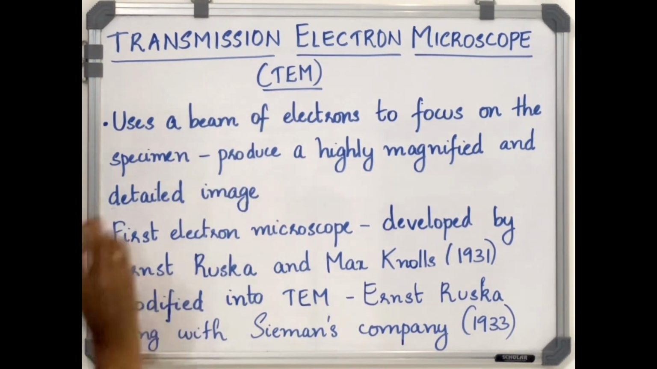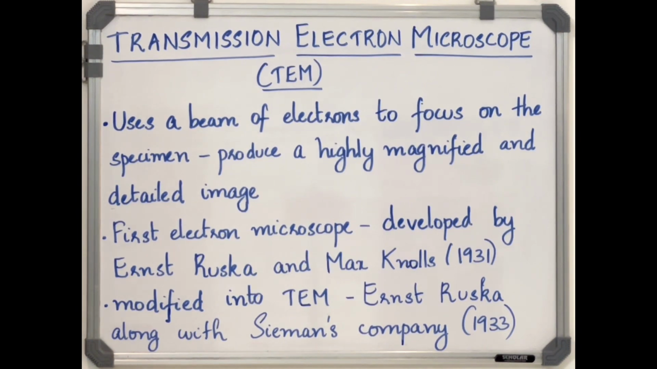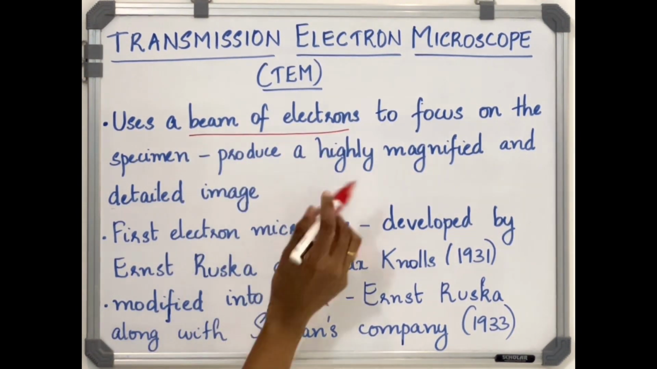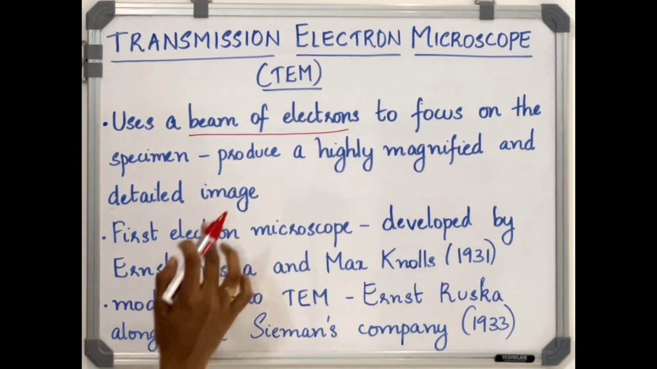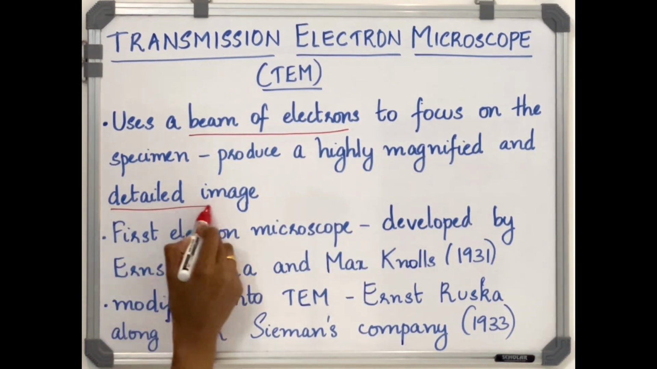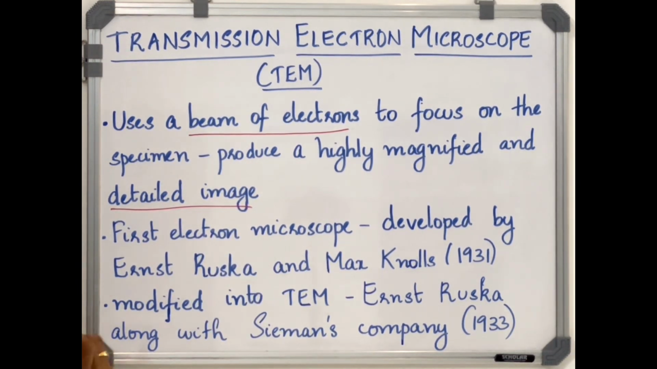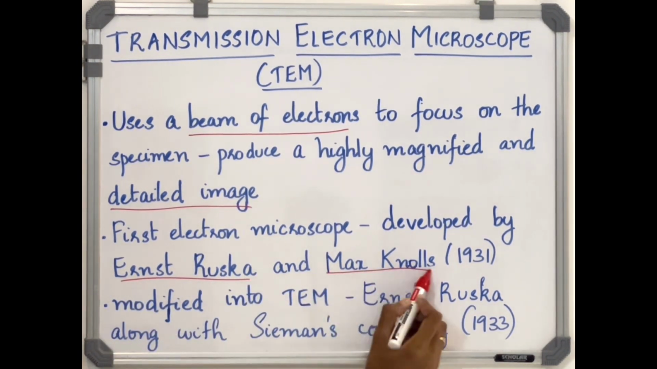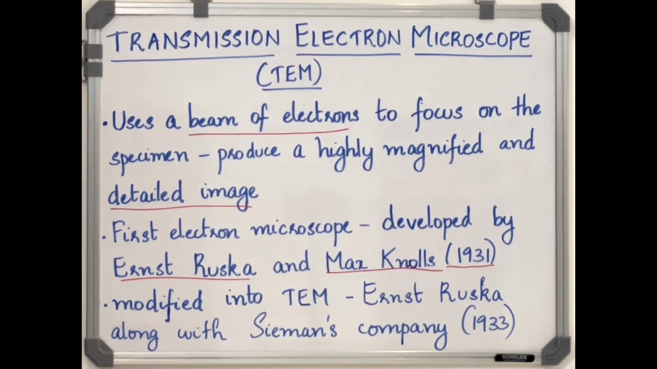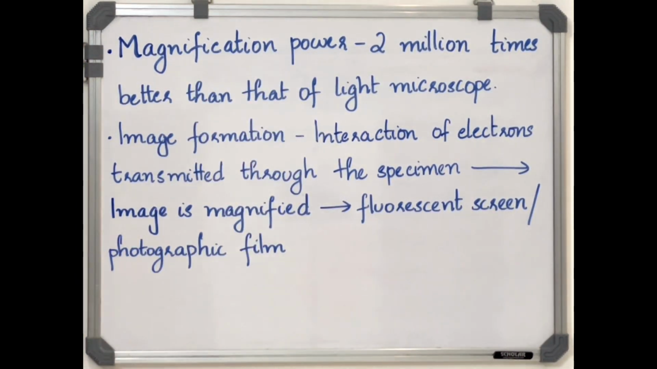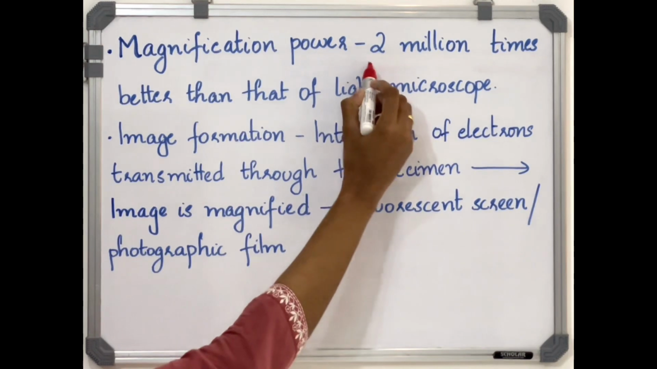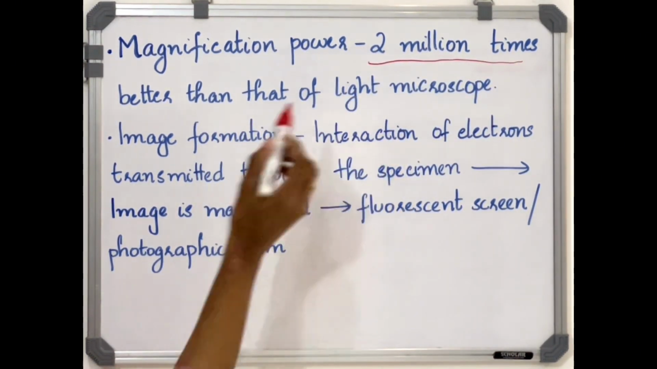Transmission electron microscope, TEM. The transmission electron microscope uses a beam of electrons focused on the specimen, and produces a highly magnified and detailed image of the specimen. The first electron microscope was developed by Ernst Ruska and Max Knoll in 1931. Later on, it was modified into the transmission electron microscope by Ernst Ruska along with the Siemens company in 1933. The magnification power of the transmission electron microscope is over 2 million times better than that of a light microscope.